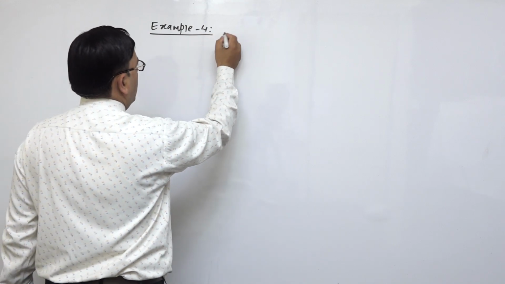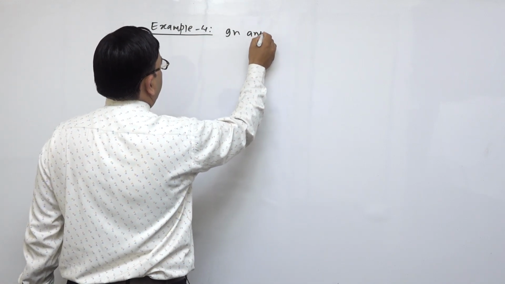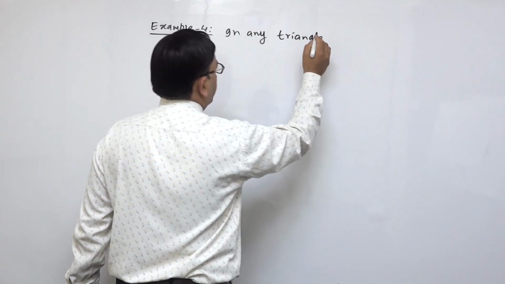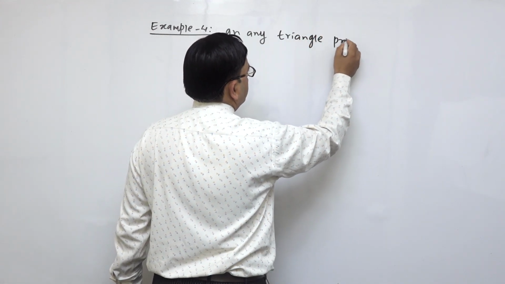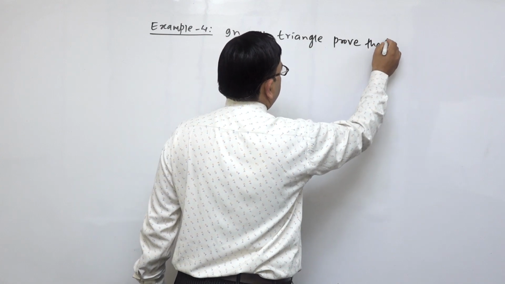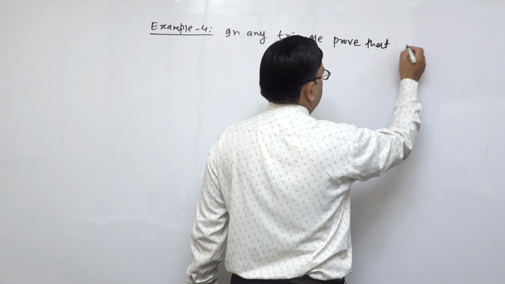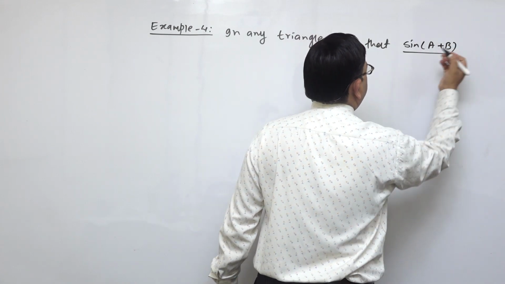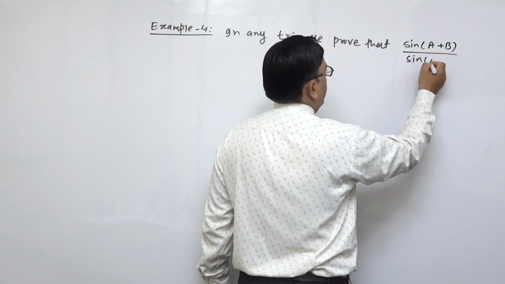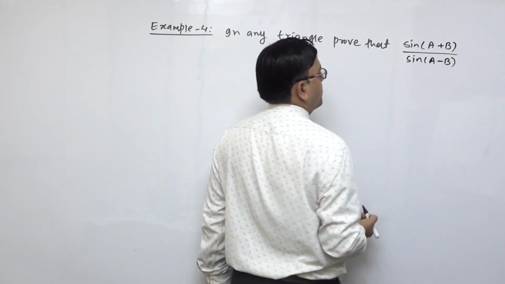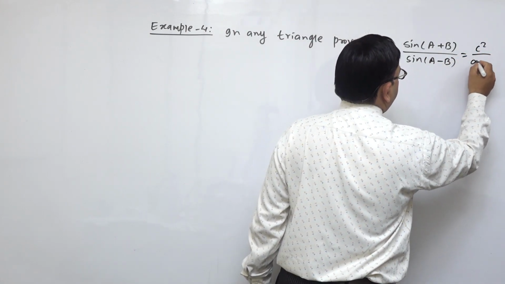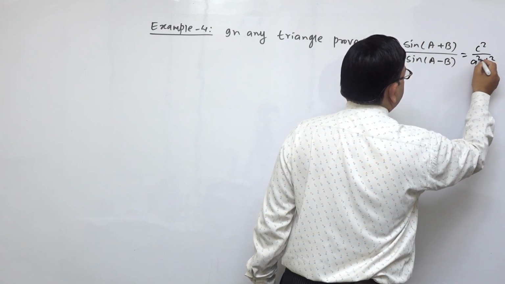In any triangle, prove that sin(A + B) / sin(A - B) is equal to c² / (a² - b²).